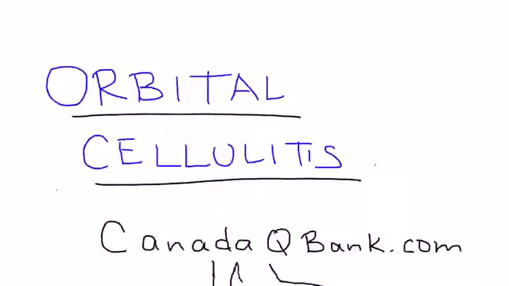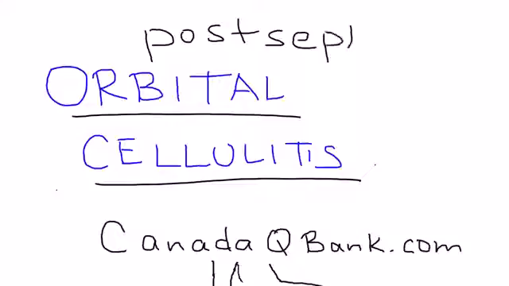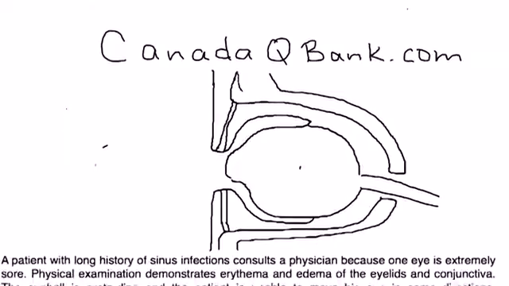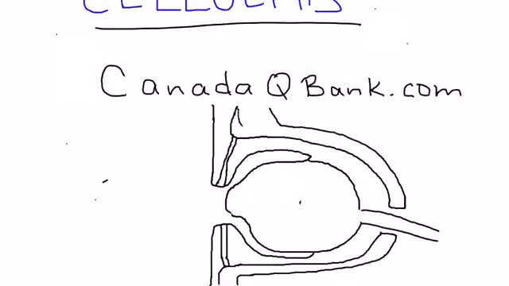Orbital cellulitis is the topic, and orbital cellulitis is sometimes also known as postseptal cellulitis. And what does that mean, postseptal, preseptal, or postseptal? So I drew a quick diagram here. If this is the eye, this is the septum right there. So postseptum just means everything after that, and preseptum would be anything before that.